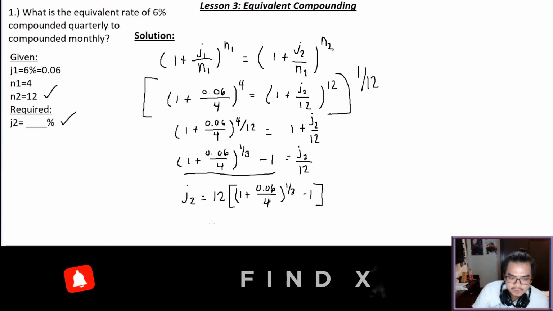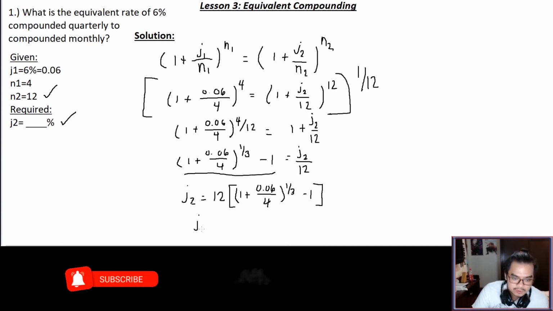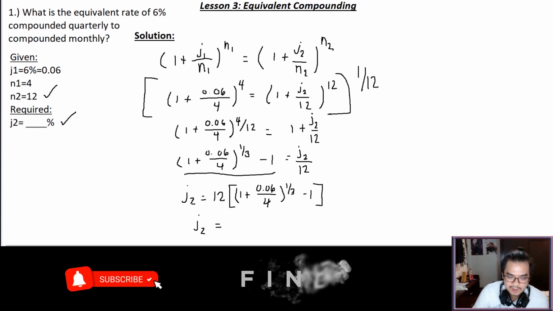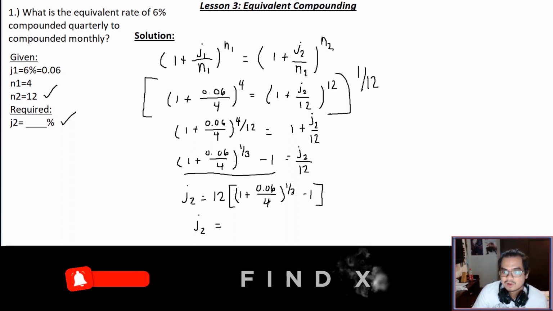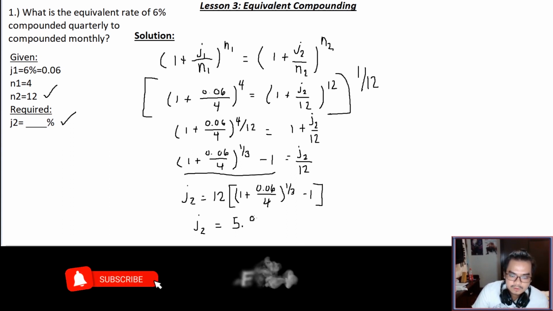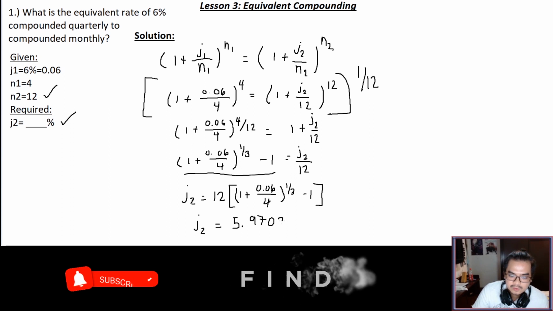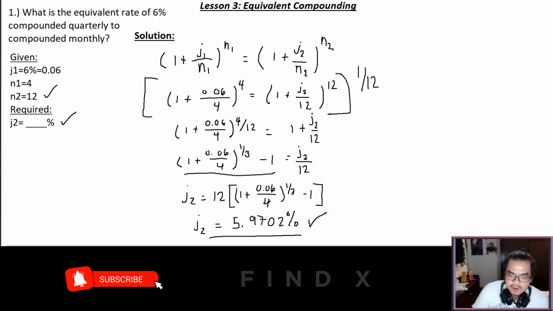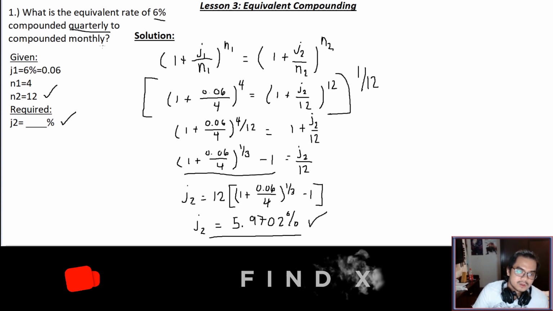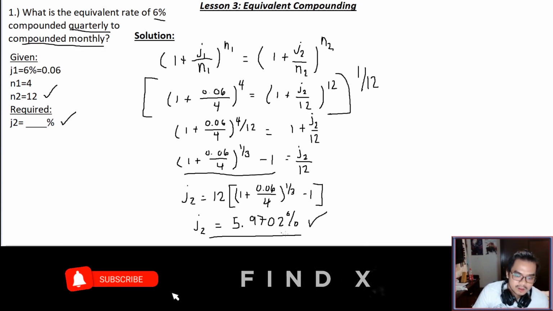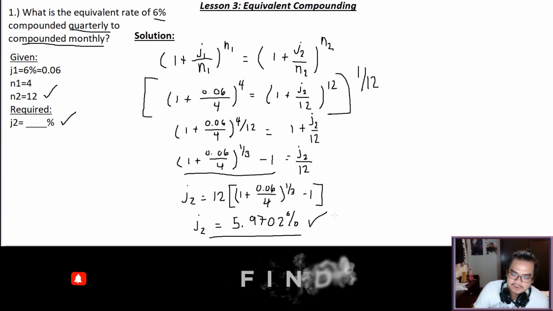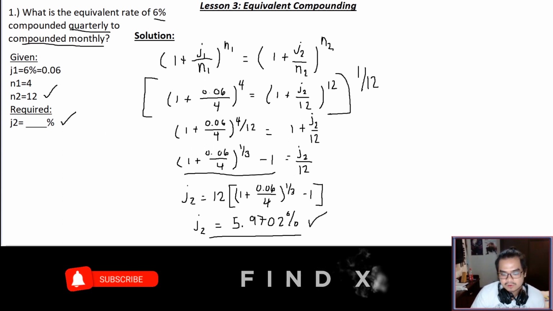And then, if you will use your calculator here, don't forget to times it by 100, so we can make it percent. The answer here will be 5.9702%. So this would be our answer. Therefore, what the meaning of this is, the 6% compounded quarterly, if we will make it compounded monthly, it will now become 5.9702% compounded monthly. Okay, so let's go to the next problem.